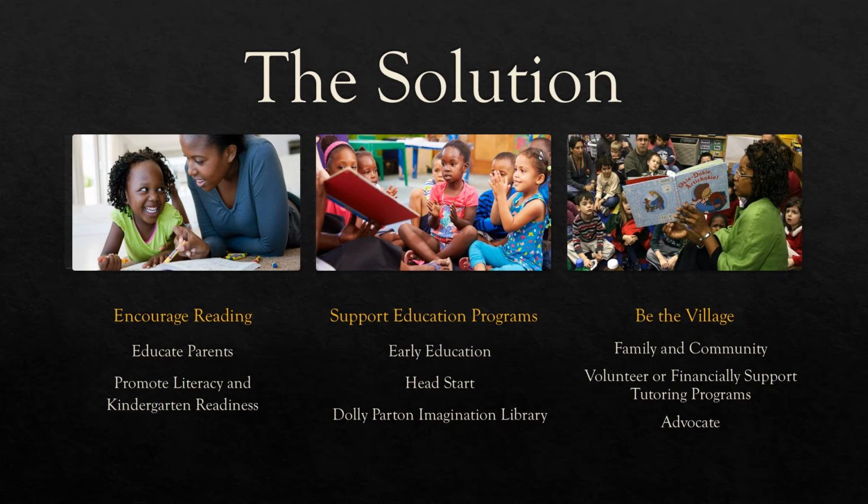Another great way to support education programs is to join the Dolly Parton Imagination Library. This is a great way for children 0 to 5 years old to receive one book each month up until their 5th birthday or until they're ready for kindergarten. This encourages parents to read to their children and it encourages children to start reading as well.